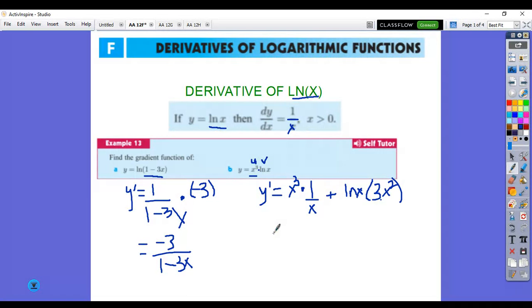So x to the third times 1 over x, this x is going to cancel out one of these x's. So I'm left with x squared plus ln x times 3x squared. Okay.